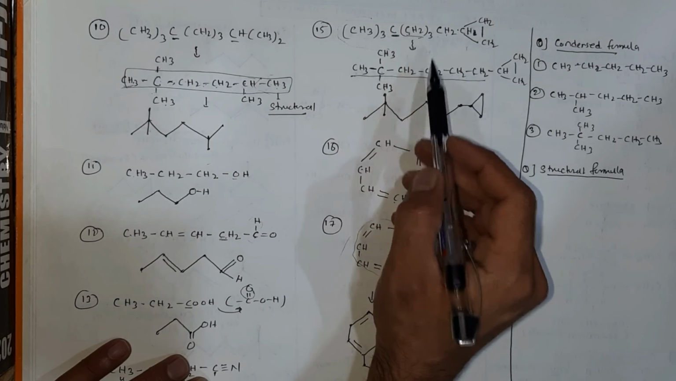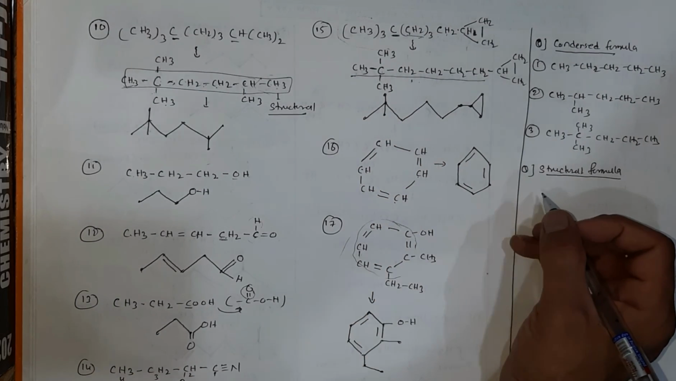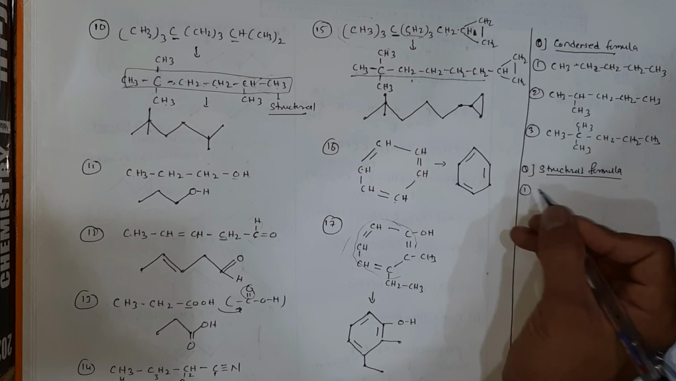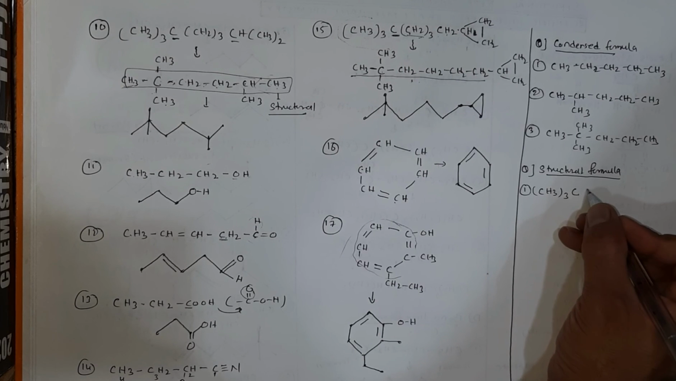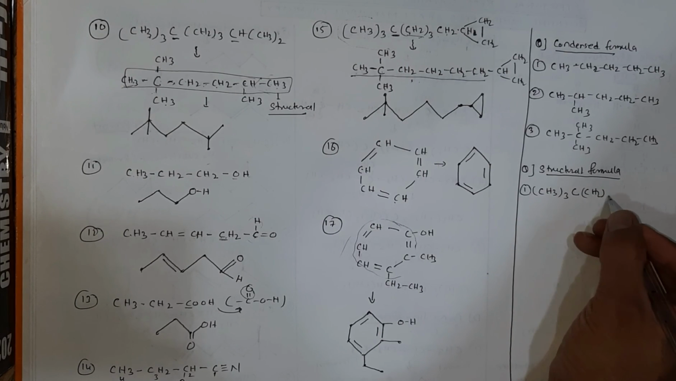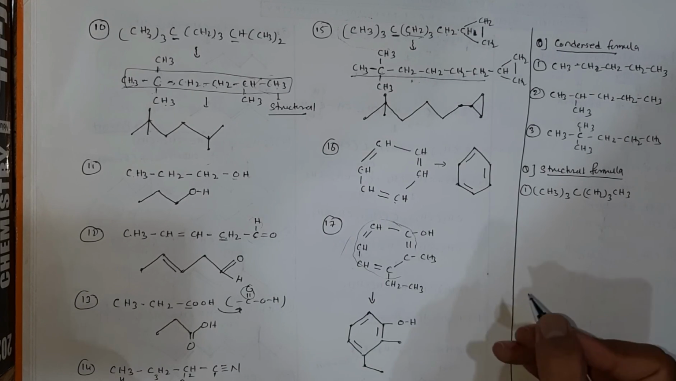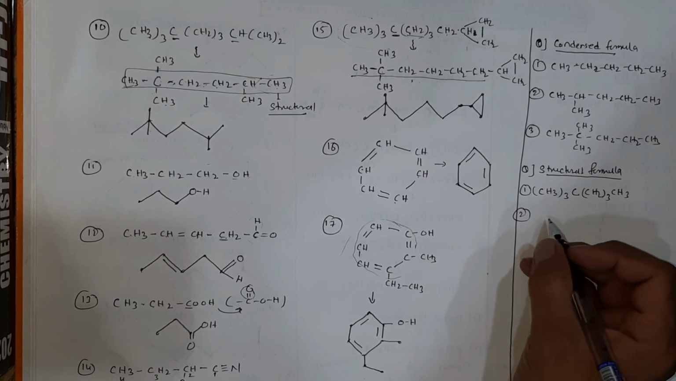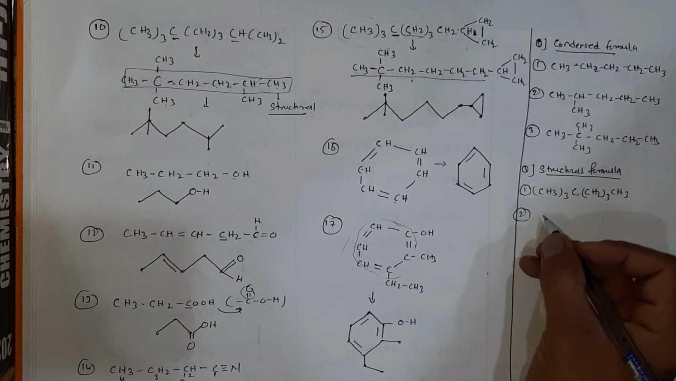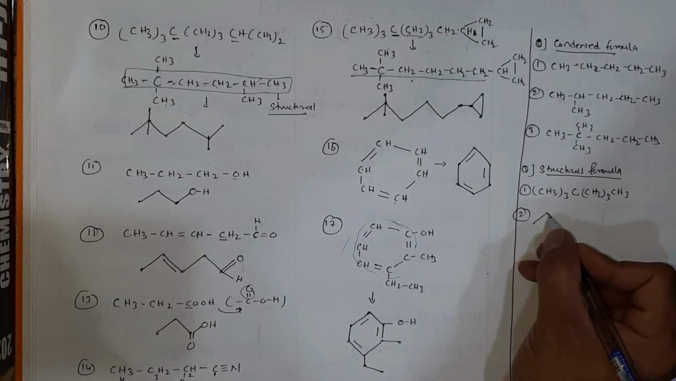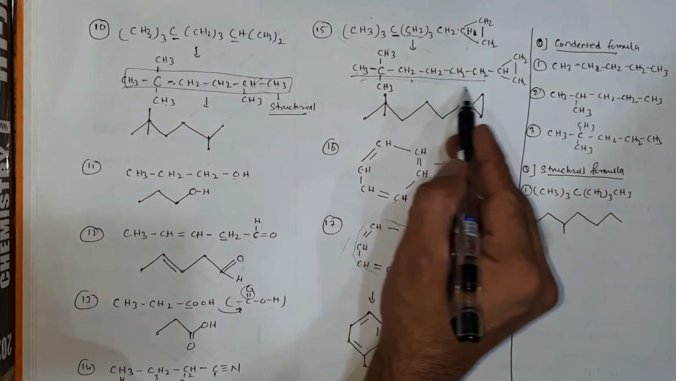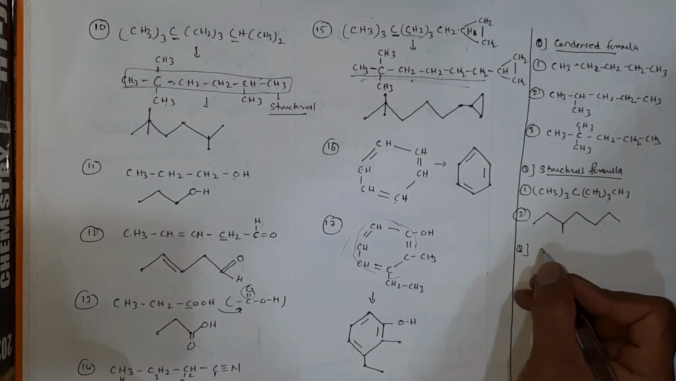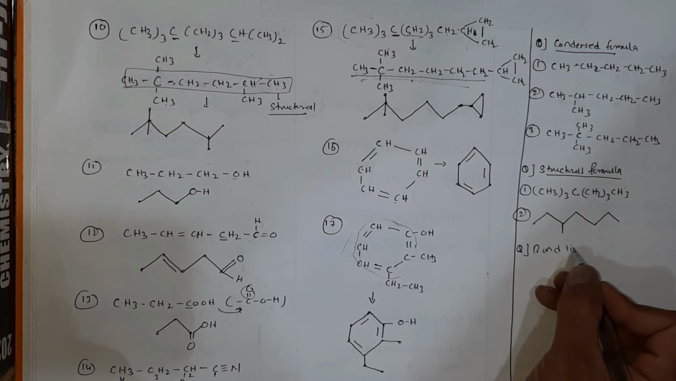Like this. You have converted a condensed into a structural formula. Now structural formula में CH3 thrice C, CH2 thrice CH3. Okay, second example, bond line. I'm giving example with bond line. You have to convert bond line into structural formula. Open this manner.